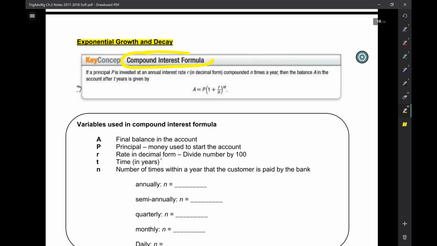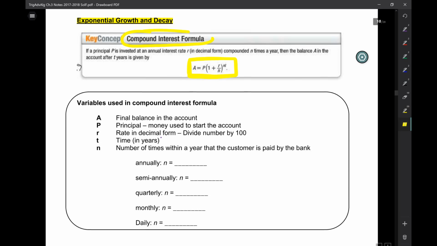So this is when you have money in a bank account and it's gaining interest. Now, depending on the type of bank account, the bank might pay you interest just once a year, or twice a year, or 3 times a year, and so on. So that's what we have to calculate here. The formula is this: A equals P times (1 plus R over N) to the NT. All right, now let's talk about the variables used in the formula.